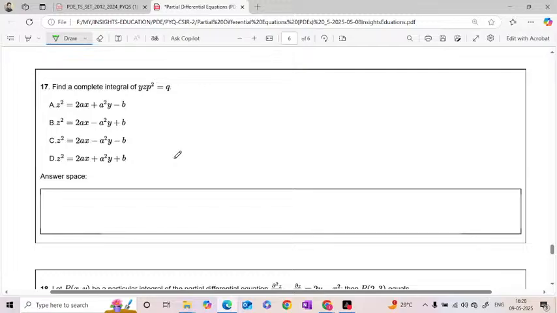Now the complete integral of the differential equation yz p square is equal to q, which is the correct option.